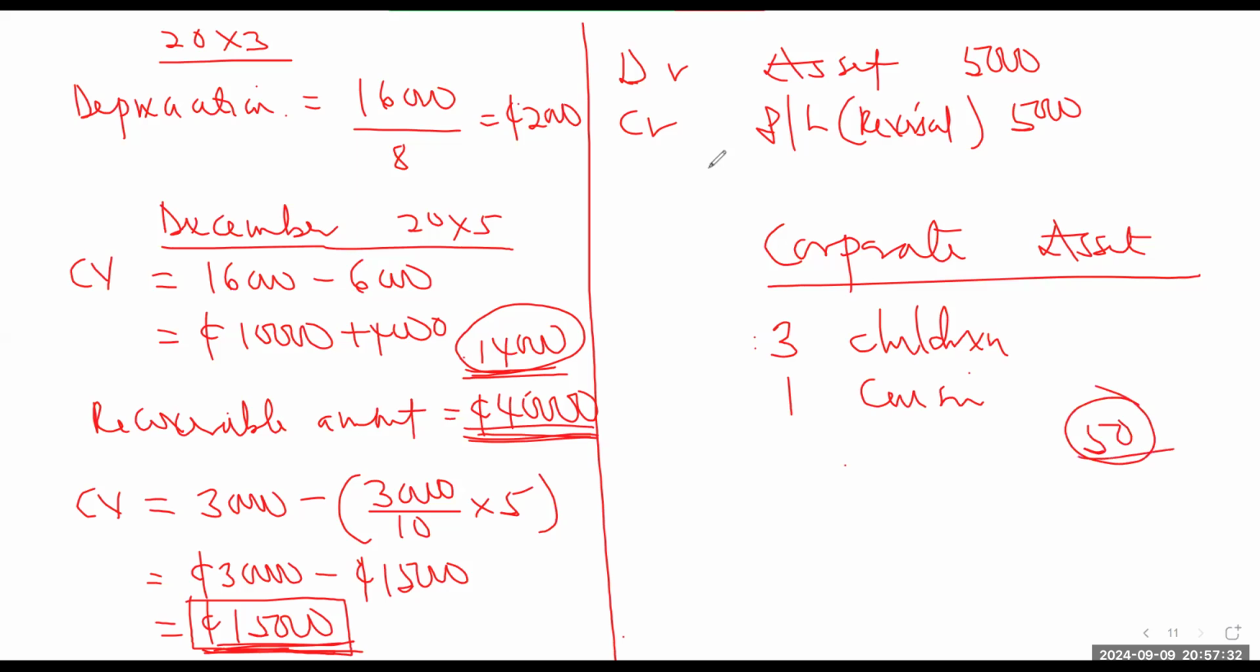Out of these 50 Ghana cedis, your first child is Kofi, and you say Kofi should take 15 cedis. Then we have Amma, and you say Amma should take 13 cedis. Then Ajo is the third born, and you say Ajo should take 11 cedis. Then you say any amount left should be given to your cousin. How much will be given to your cousin if they have shared this? 11 cedis. Are you sure? 15 plus 13 plus 11, what are we having?